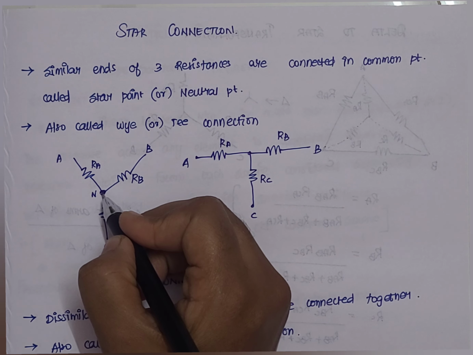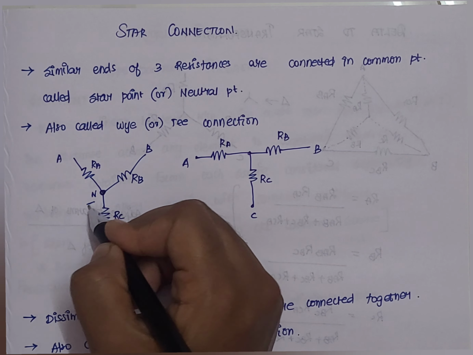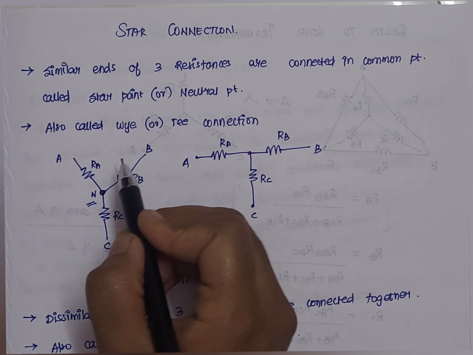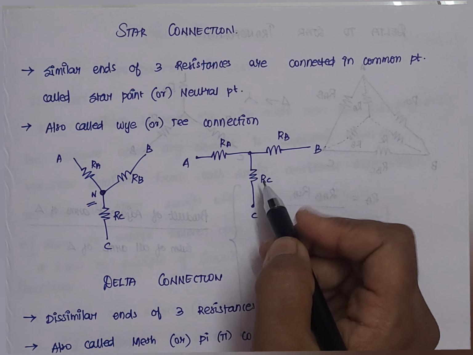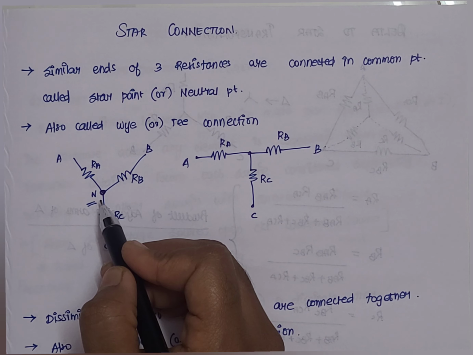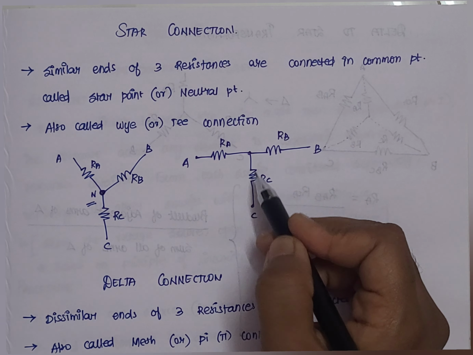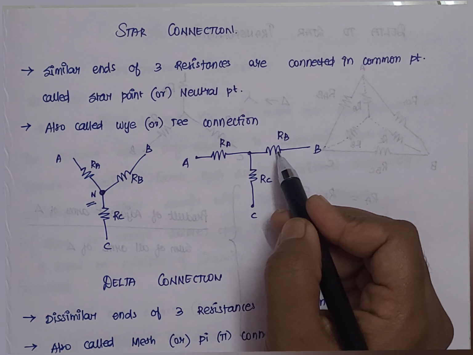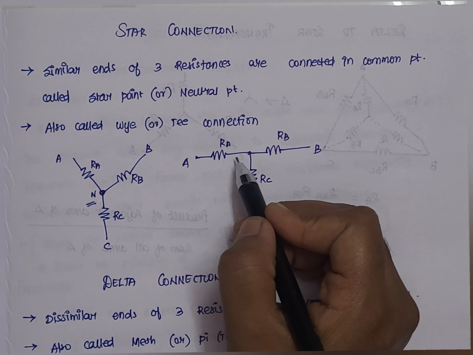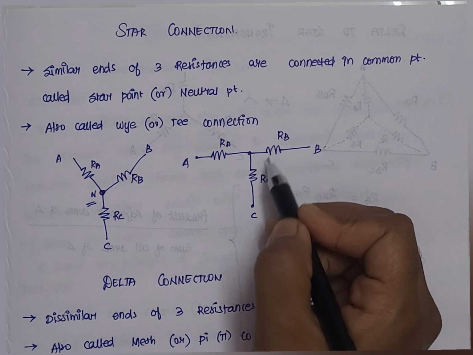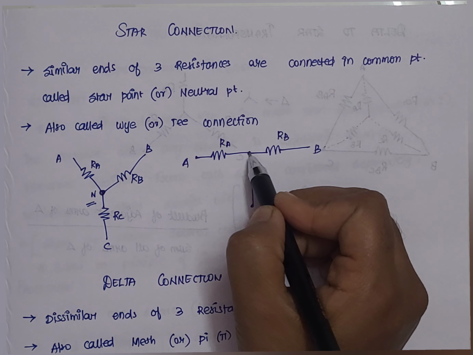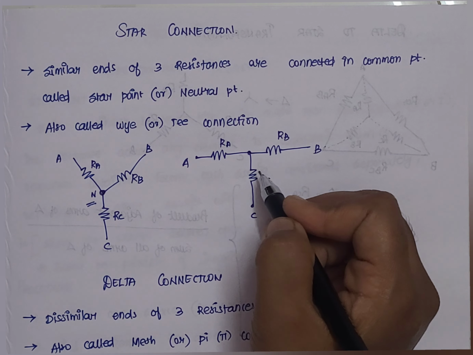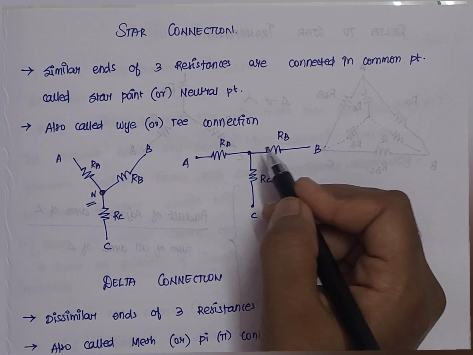This point is called the star point or the neutral point N, and it is also called a Y connection or T connection because of the shape formed here. The same star can be represented in this particular structure, in the shape of a T also. That is why it is called a T connection. Here also we have connected all the similar ends of the three resistances meeting at a common point, so this is also considered an equivalent star. This is the basic star connection.